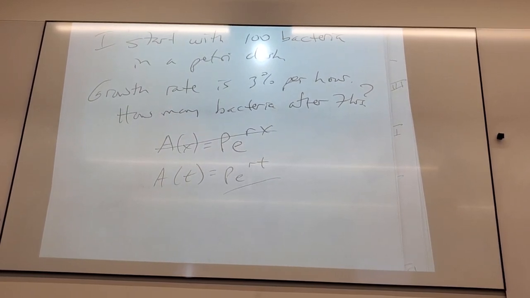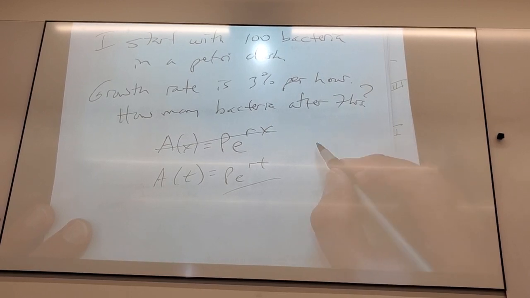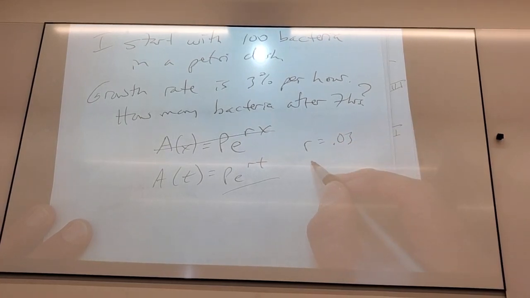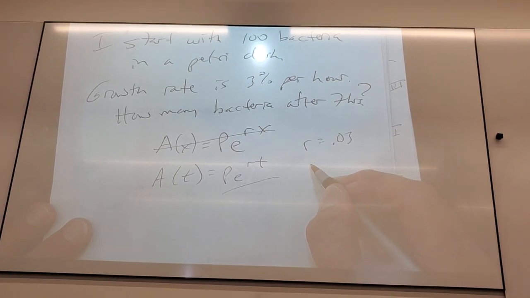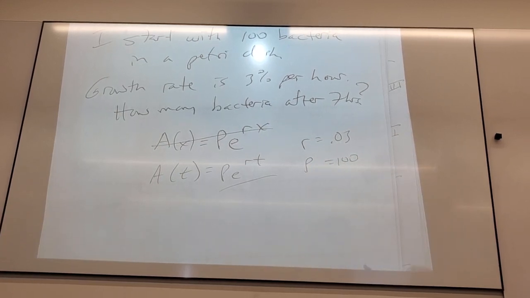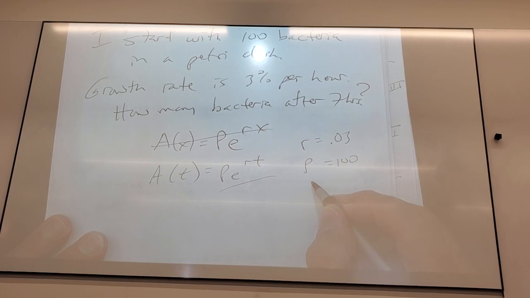The 3%. Good, 3%, we go in for what letter? The R. The r. And what do I actually make r equal to? Not 3, right? But 0.03, I love it. What else do I know? Where does 100 go? P, that's the initial amount, right? And then, what else do I know?